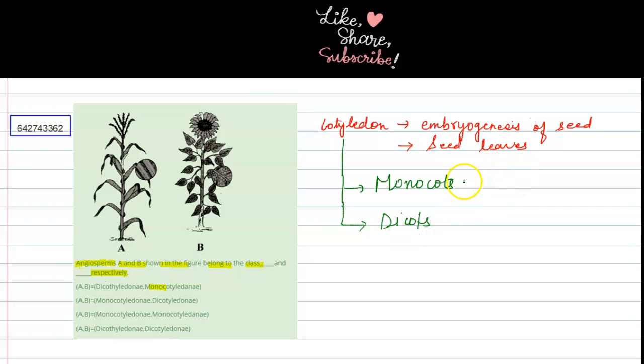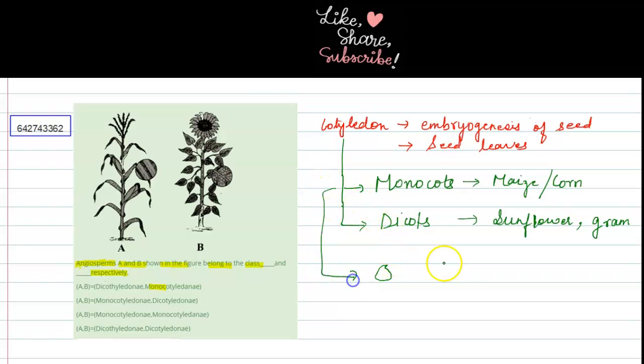The example for monocot would be maize, which we also call corn. For dicots, a very simple example would be sunflower, such as the gram seed, right? So you must have observed the maize seed, which looks somewhat like this, having a single cotyledon, that is for monocot. For dicot seed, you will see that they will have two cotyledons like this, just as in the case of gram.